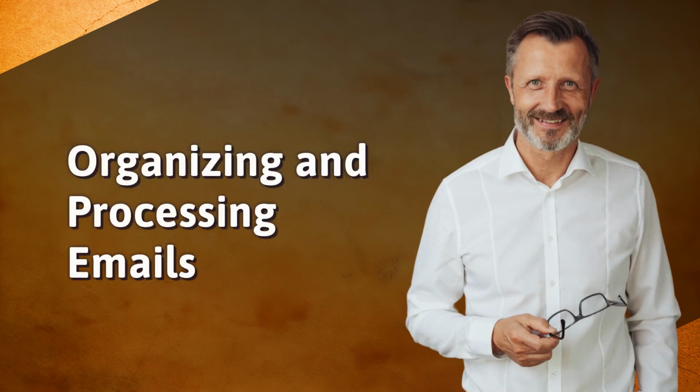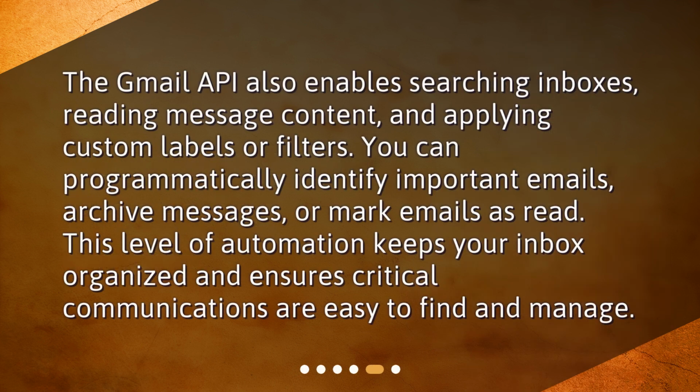Organizing and processing emails. The Gmail API also enables searching inboxes, reading message content, and applying custom labels or filters. You can programmatically identify important emails, archive messages, or mark emails as read. This level of automation keeps your inbox organized and ensures critical communications are easy to find and manage.